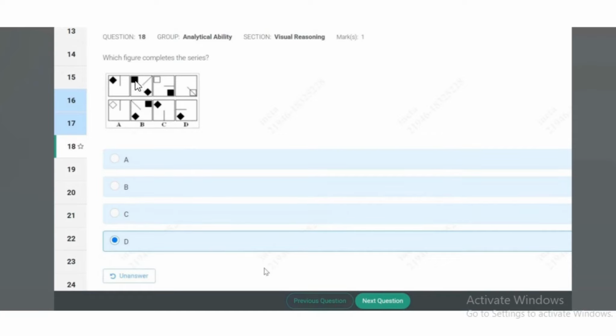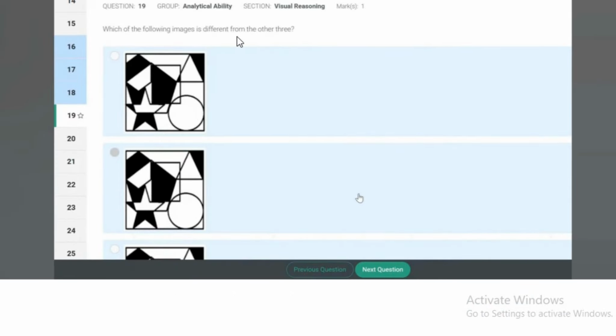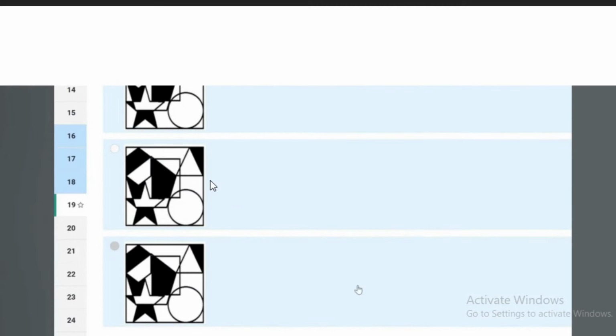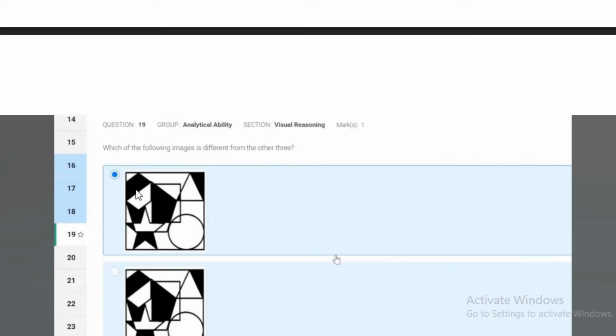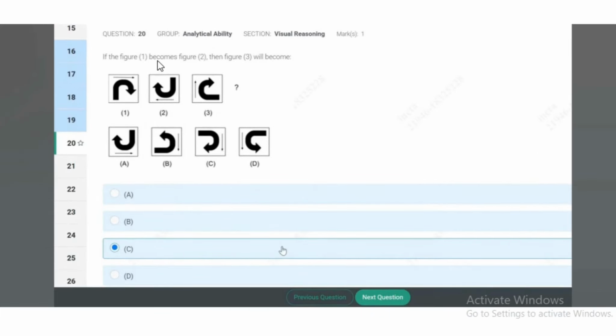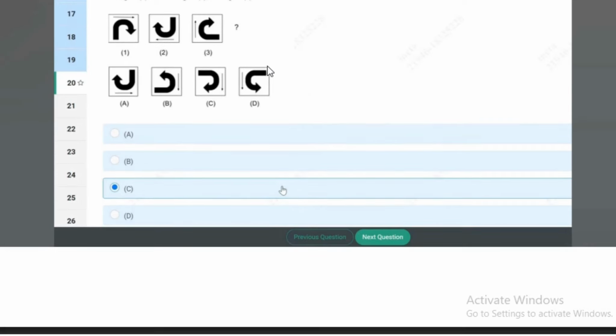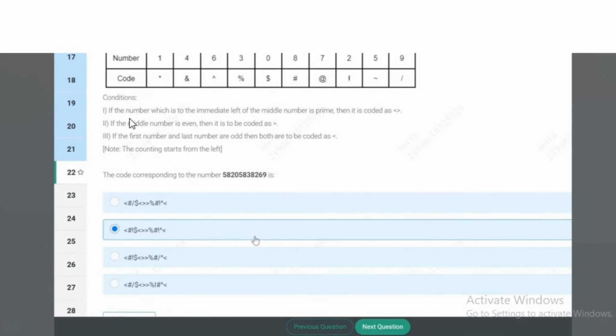And the 18th question, which figure completes the series? We have to find out the series, and the answer is D. Then, which of the following images is different from the other three? Here we can find the image which is different from the others, and it is the first one. And the next one is, if figure 1 becomes figure 2, then what will figure 3 become? The answer for this question is C.